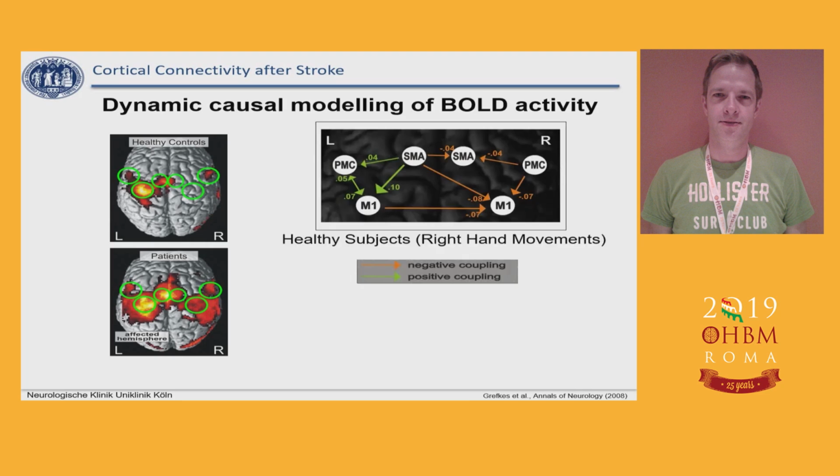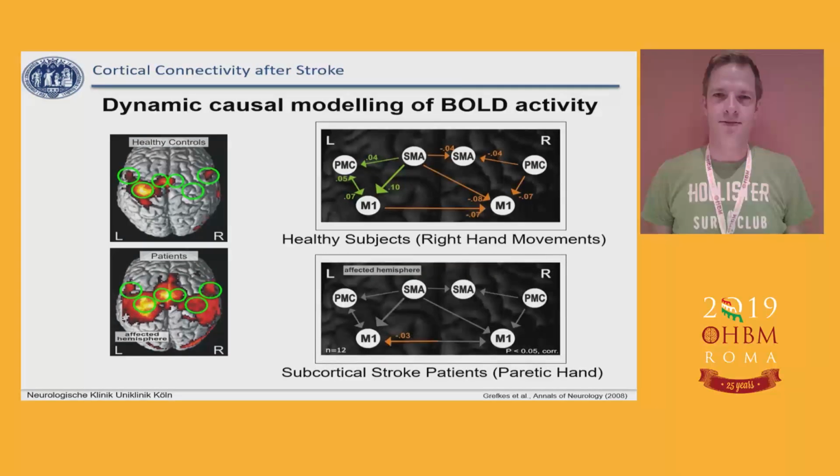And what you observe is that movements of the right hand in healthy subjects lead to an increase of effective connectivity in the contralateral left hemisphere, here indicated by green arrows, while at the same time you also observe inhibitory effects, especially targeting the motor cortex ipsilateral to the moving hand, so the right hemisphere. When we do the same analysis in stroke patients with right-hand deficits, we see that for most connections, we do not see a significant difference.